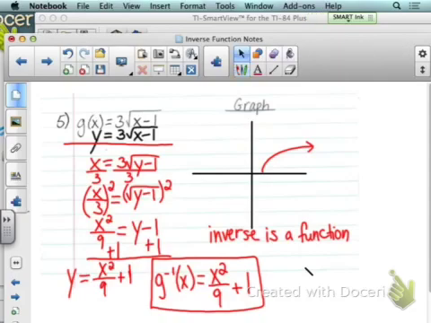And that's basically it for the graphing component. I know this was a long video, so just make sure you stop and start it as you go and get these notes taken down.